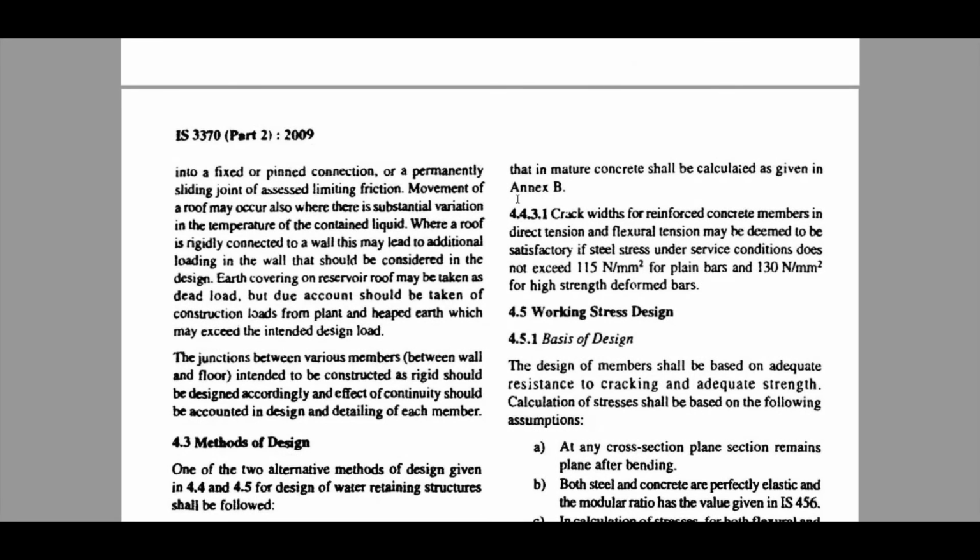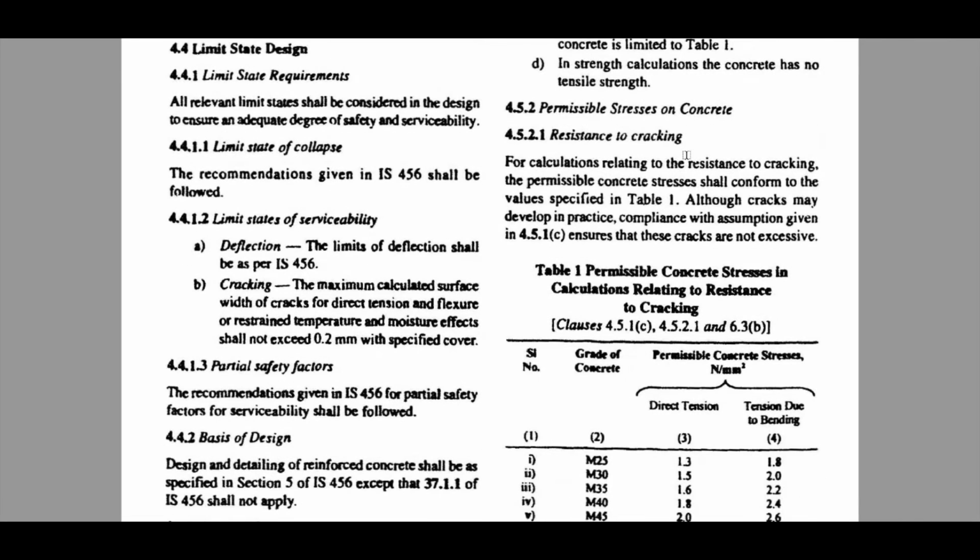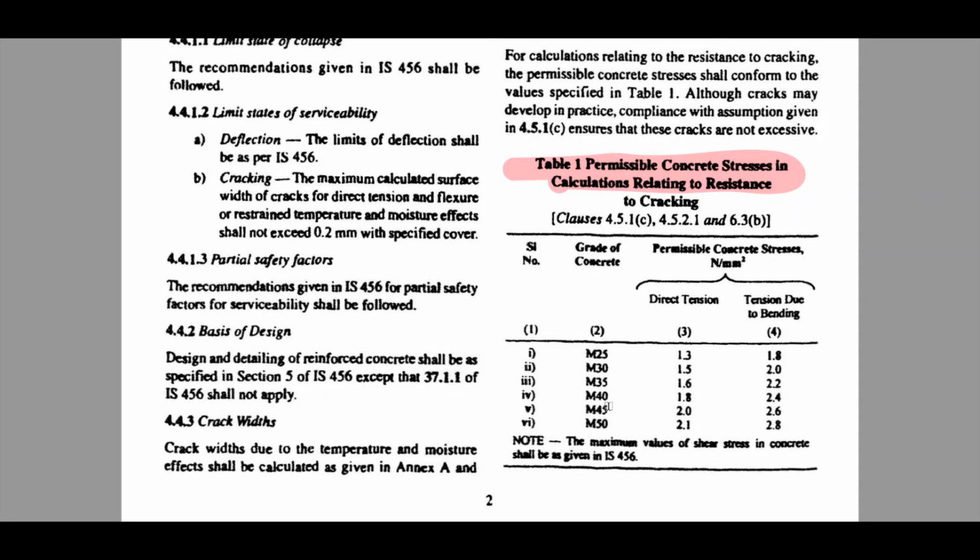IS 3370 part 2. In this example we have Table 1, permissible concrete stress in calculated relation of concrete. We have concrete grade M30, direct tension is 1.5. Tension due to bending we do not have to calculate; we are going to calculate the direct tension, which is 1.5, and this value we take as a check.